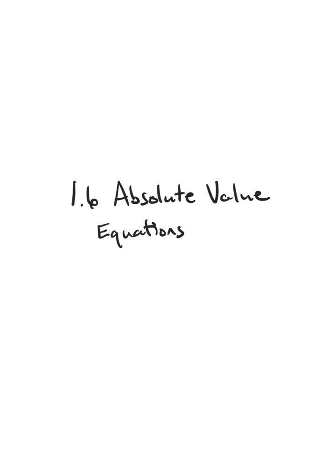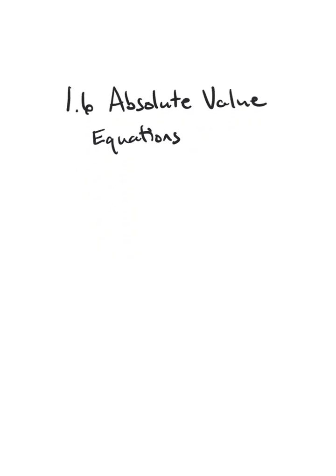In this section, we will be looking at absolute value equations. So let's just do a little recap. Remember, the absolute value of a number would be like its distance from zero, and it's marked with the vertical straight line.